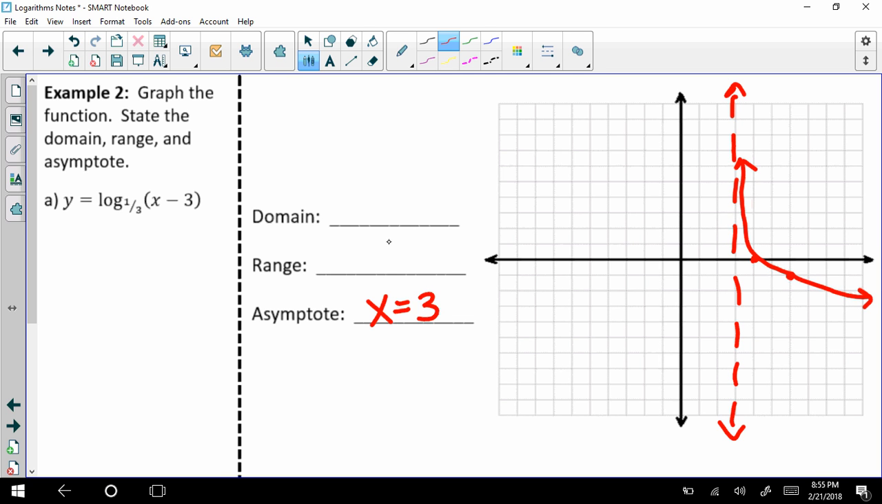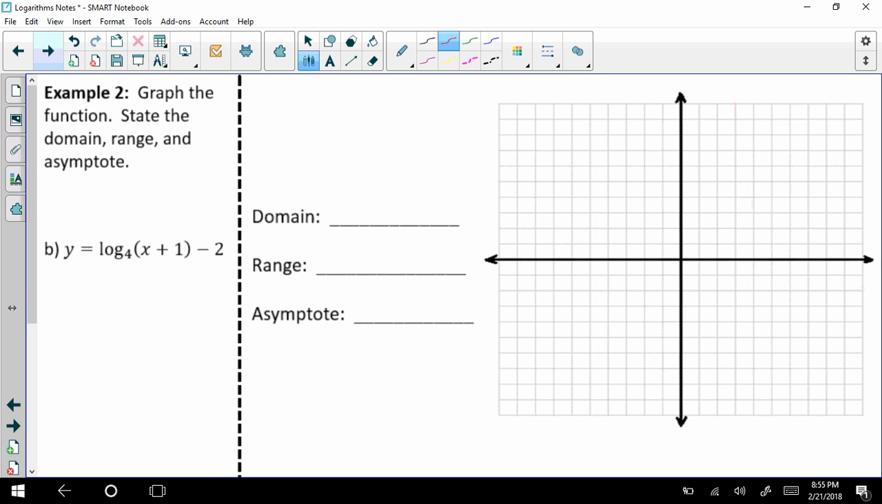Okay, domain, the x and 3 match. And we know its domain matches this because this is x equals and your domain deals with your x's, and we are using all the x's to the right, so x is greater than 3. And then our range is always all real numbers for log functions. Okay, good. All right, go ahead and graph example 2b, pause it, try it, and then unpause it when you're ready to check.